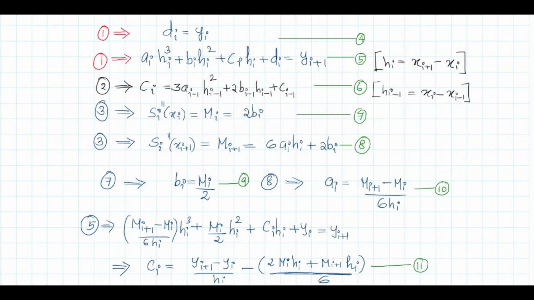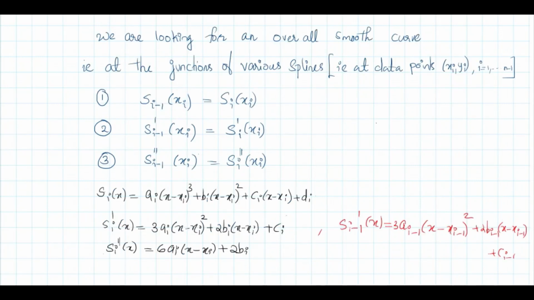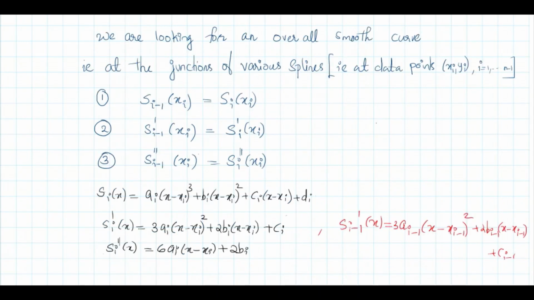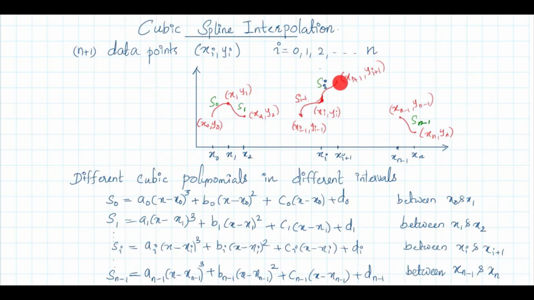Similarly, Si double prime evaluated at xi plus 1, at the ending point, is denoted as mi plus 1. So you put x as xi plus 1 here, then you will get 6ai hi plus 2bi. This is equation number 8. So be careful, the definitions of mi and mi plus 1 are both the second derivative of Si. Mi is evaluated at xi, mi plus 1 is evaluated at xi plus 1. That is the difference.